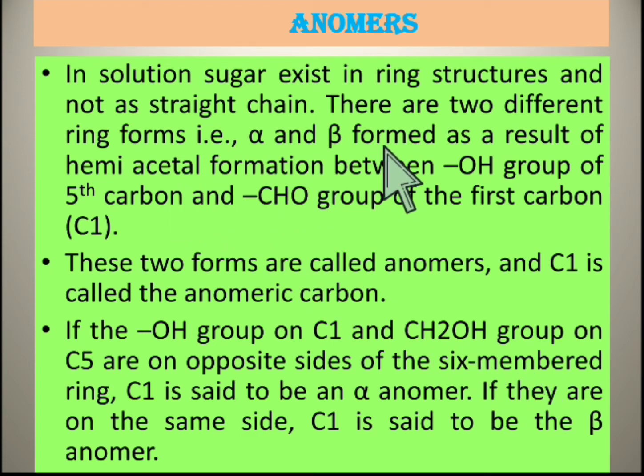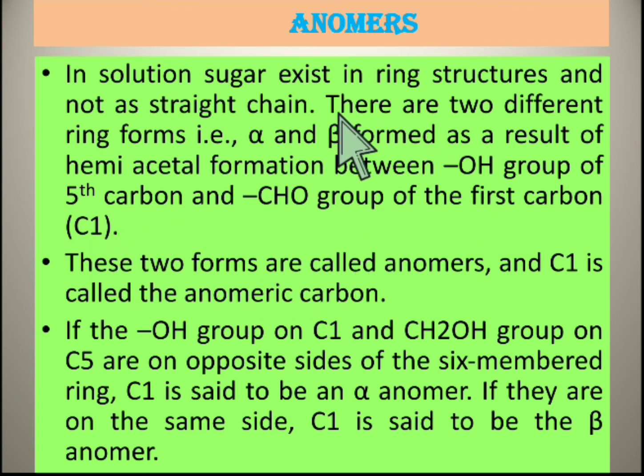Now, in solution, the sugars or the carbohydrates exist as ring structures, and not as straight chain. I had already mentioned earlier in my previous video that in solution they actually exist in ring structures, and there are two different ring forms, that is alpha and beta. These alpha and beta forms result from hemiacetal formation between the hydroxyl group of the fifth carbon atom and the CHO group of the first carbon atom.